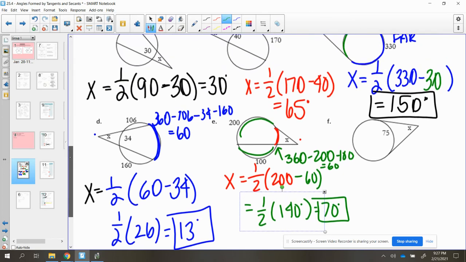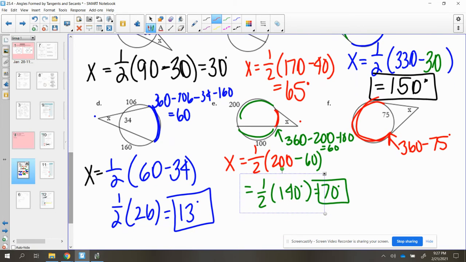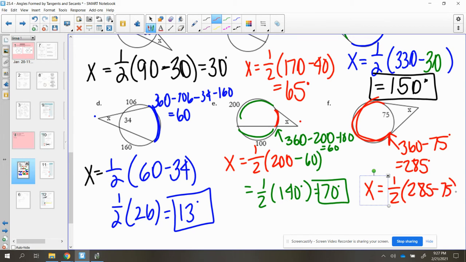And then last but not least, another one that is similar to example C, but this time we're missing our far arc, so we would have to do 360 minus 75 first, and that would leave us with a far arc measure of 285. And then to get that value of the angle outside, it's 1/2 of far minus near. So half of 285 minus 75, so half of 210 is 105 degrees.